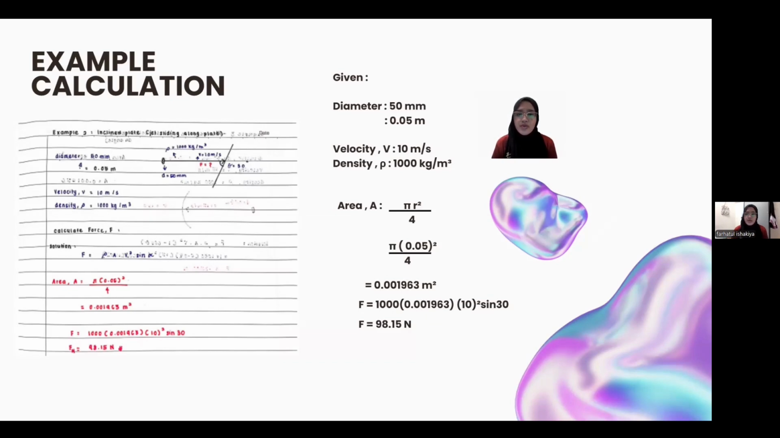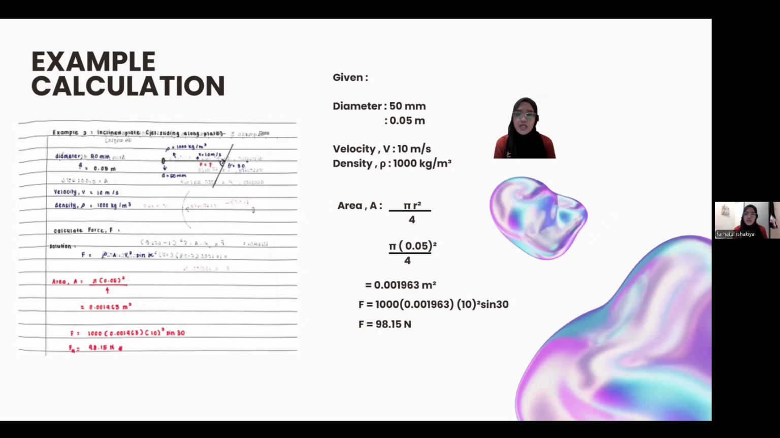Area, we need to use a formula A equal to pi d square over 4. So put the data on the formula, it will be pi times 0.05 square over 4. So we will get 0.001963 meter square. So let's input the area into the formula.